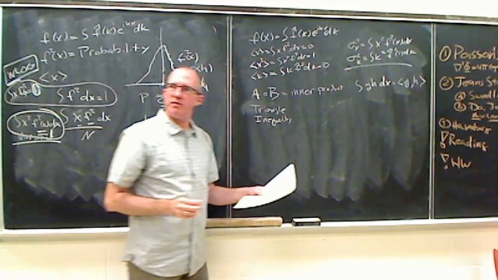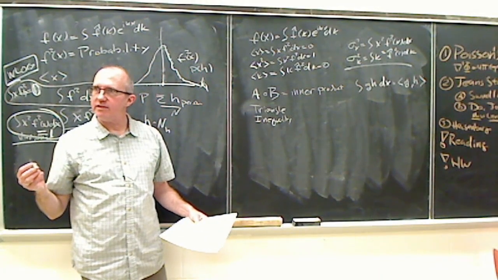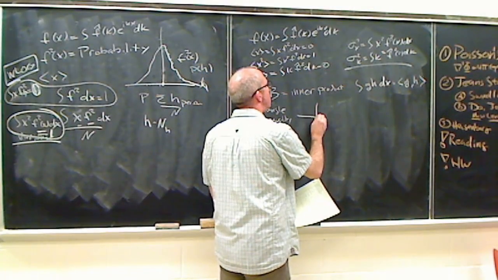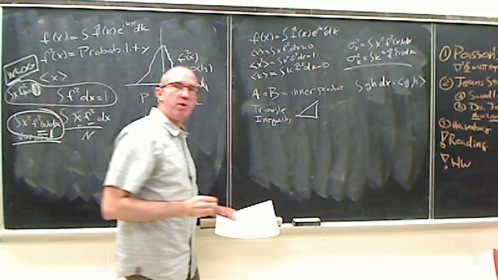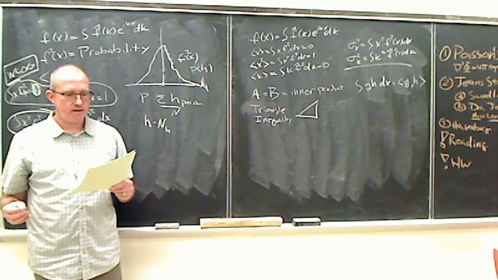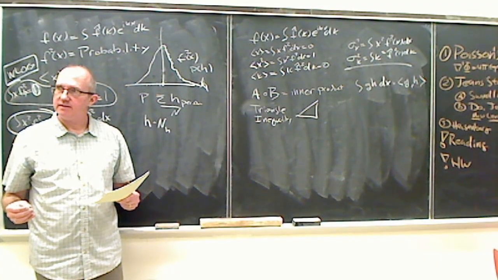How many of you have seen the triangle inequality somewhere before? Never heard of it. Never heard of it? It's really simple. It says that the hypotenuse is shorter than the sum of the two sides. Oh. Okay. Well, yeah. Right?